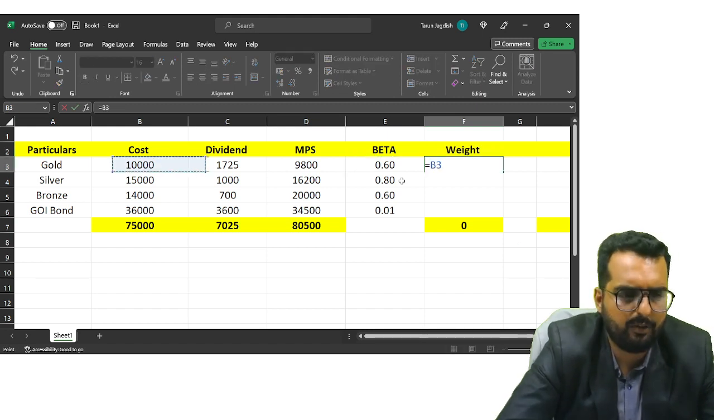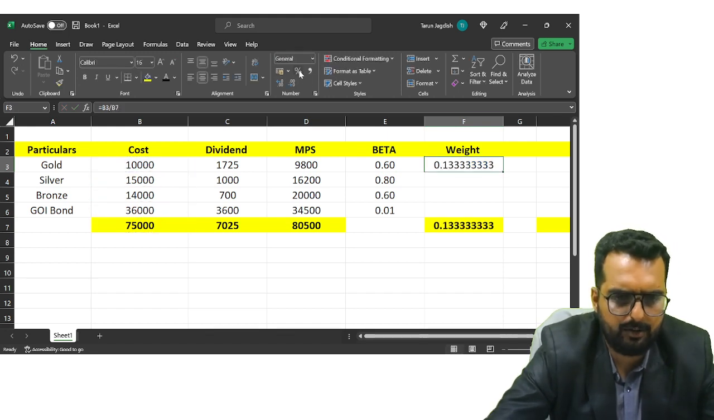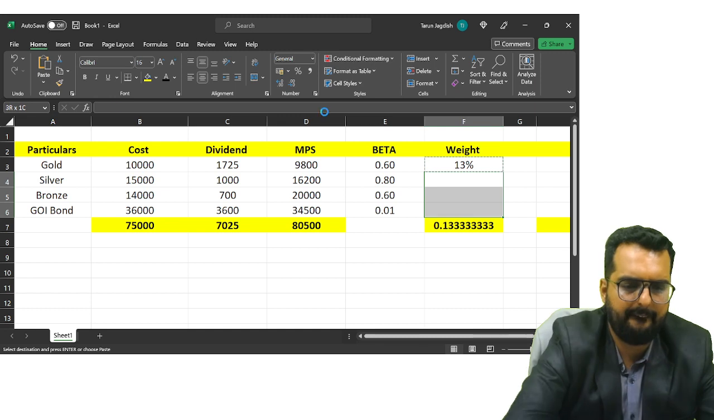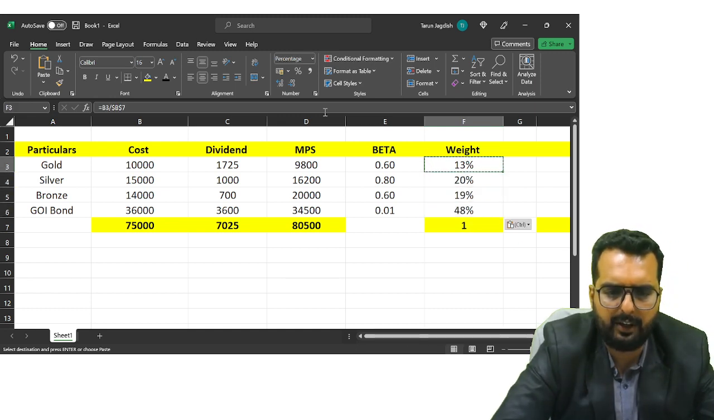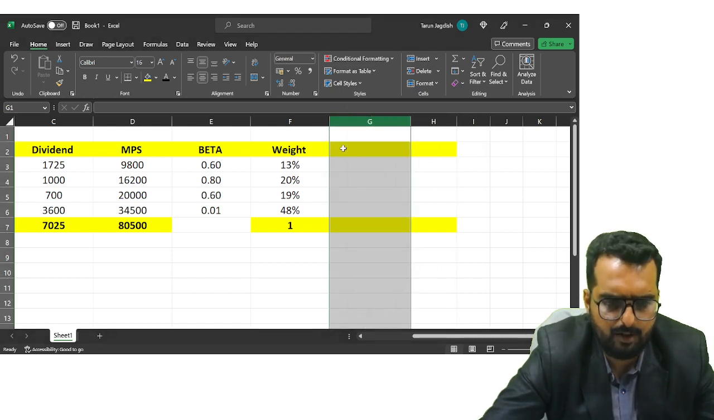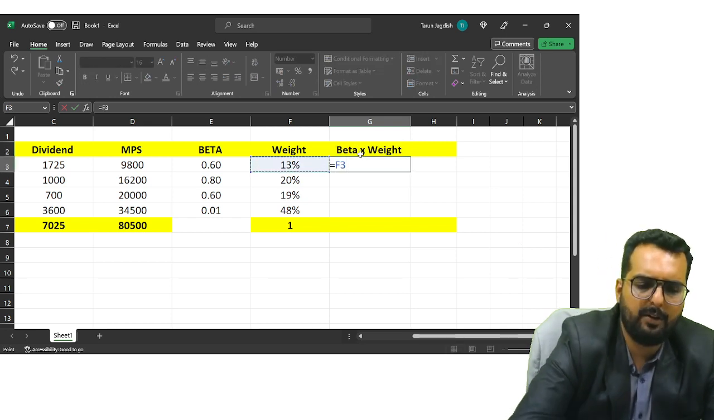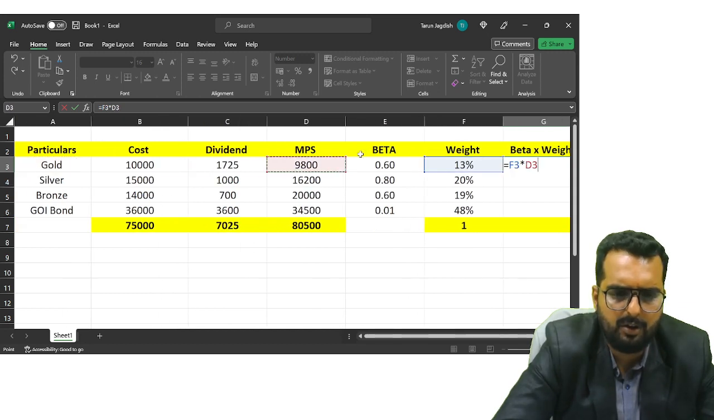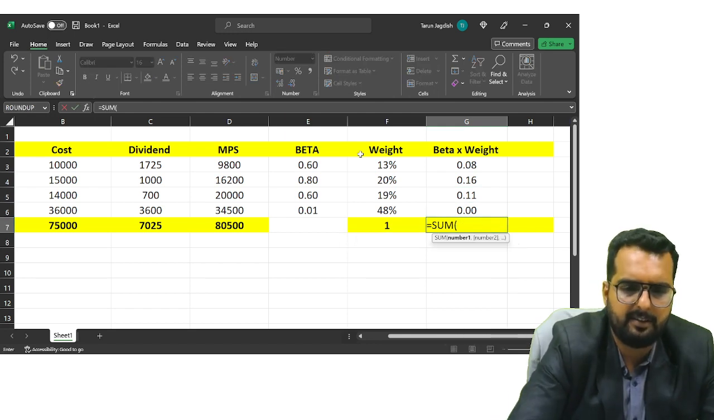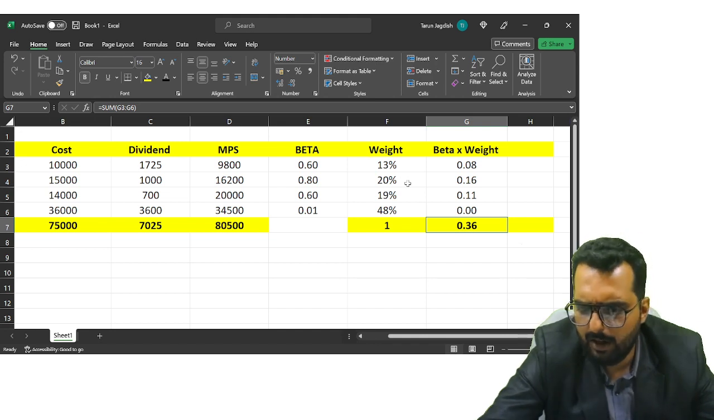Am I right? So what is the cost given? 10,000 divided by 75,000. So I get the weight as 13%. Then you get 20, 19 and 48. Okay, so I'll come over here and I'll just write down. This one will be what? Beta into weight. Okay, so this will be the weight multiplied by your beta. So you get 0.08, 0.16, etc., etc. Do I get the total as 0.36 as the overall beta?